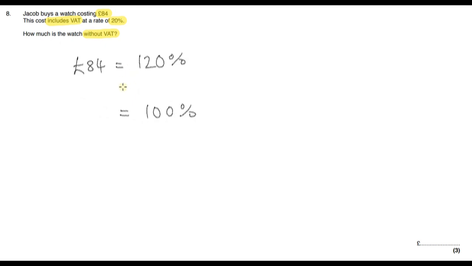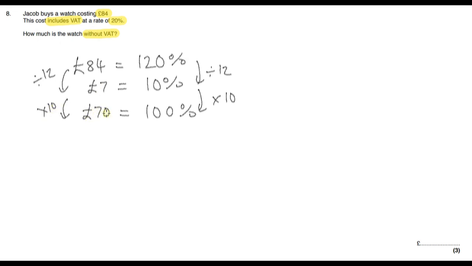So a few ways you could do this. I think what I'm going to do is first of all work out what 10% is. So to go from 120% to 10%, well, I'm just going to be dividing by 12. So if I do that to both sides, divide by 12. 84 divided by 12 is 7. So that's nice. And now to go from 10% to 100%, I'm just going to multiply by 10. So I'm going to multiply the left-hand side by 10. 70, sorry, I've given you the answer there. 7 times 10, that gives us 70. So it's £70.